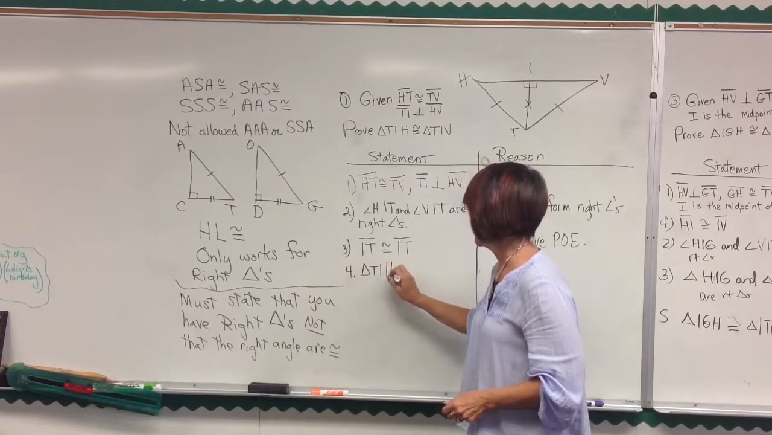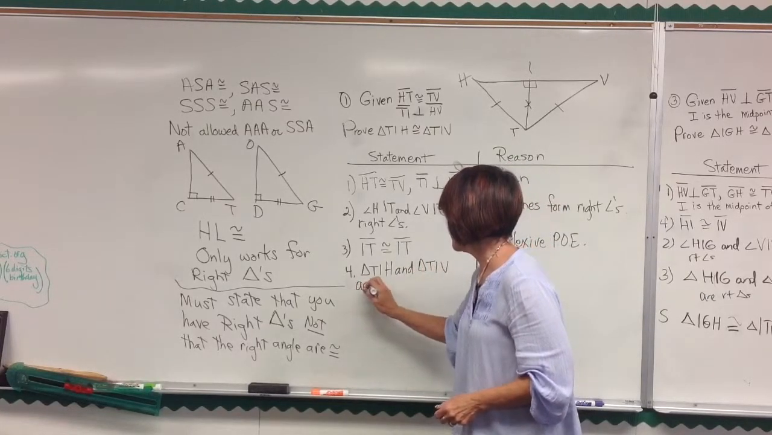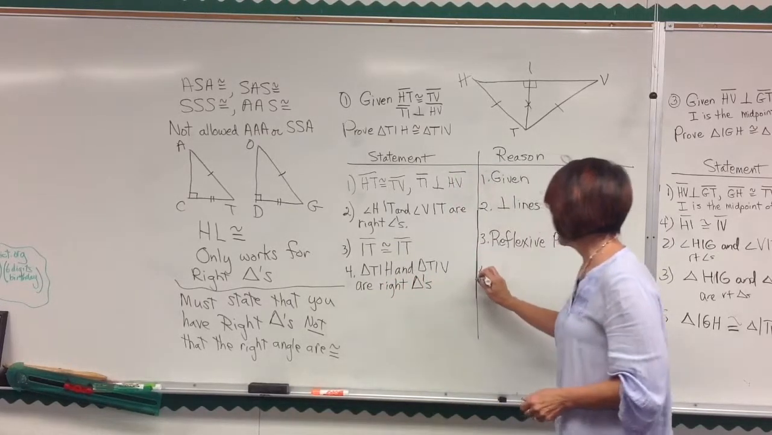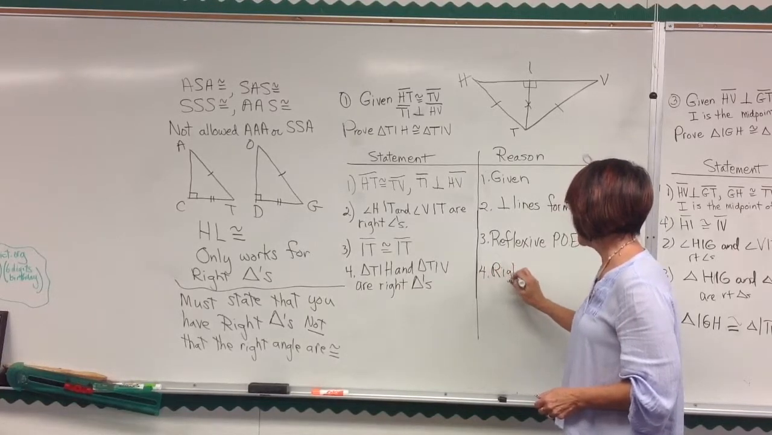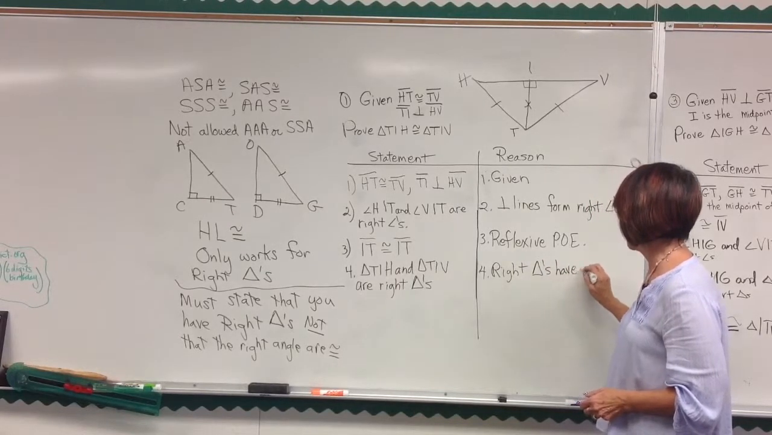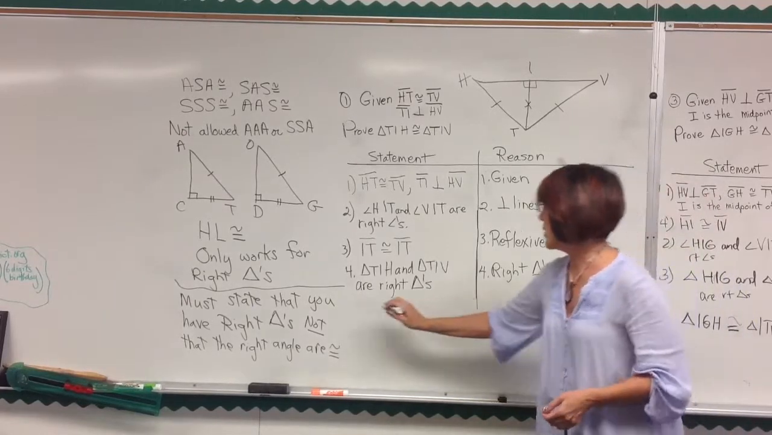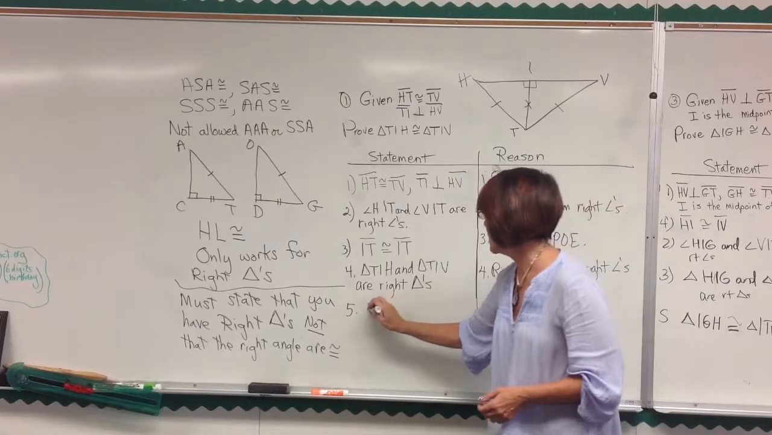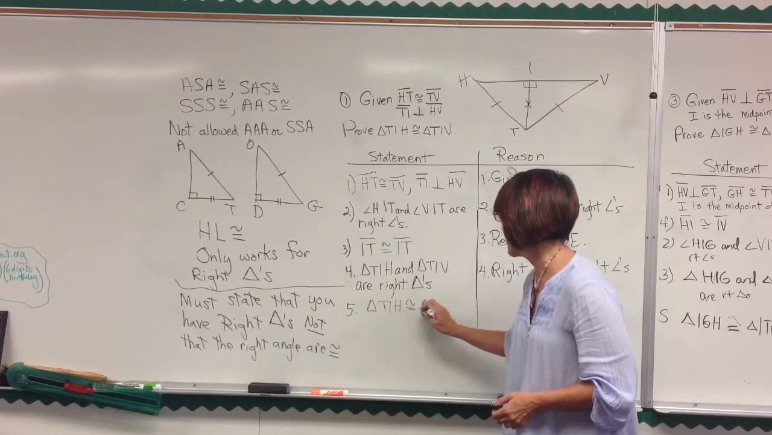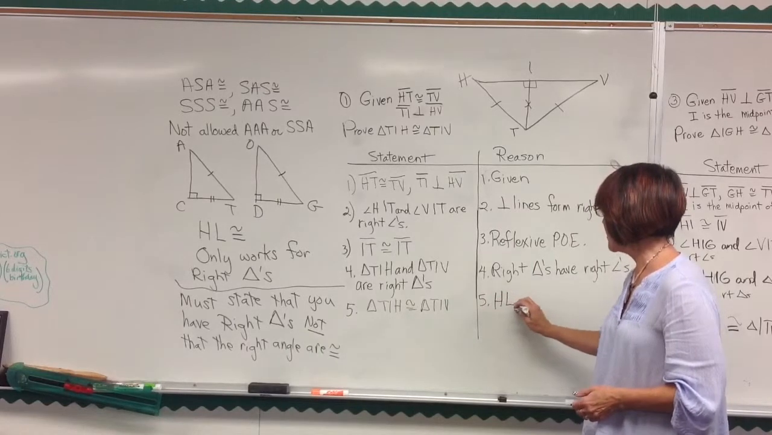Triangle TIH and triangle TIV are right triangles. And that is because right triangles have right angles. So now I have enough information to say triangle TIH is congruent to triangle TIV, and that is hypotenuse leg congruence.